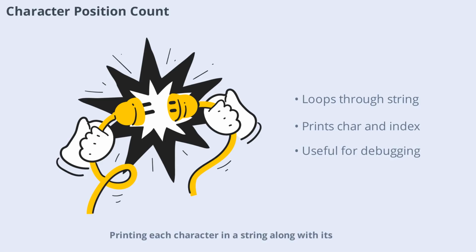Printing each character in a string along with its position is a useful way to understand string indexing. The program loops through the string, printing each character and its index, which is helpful for debugging and analysis.